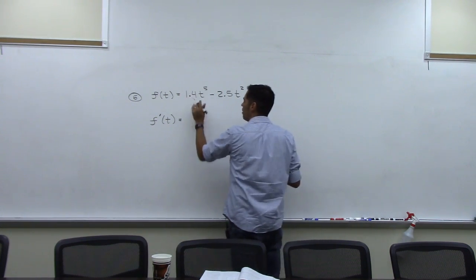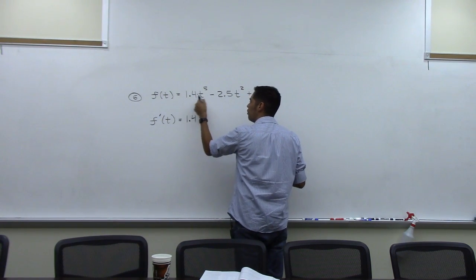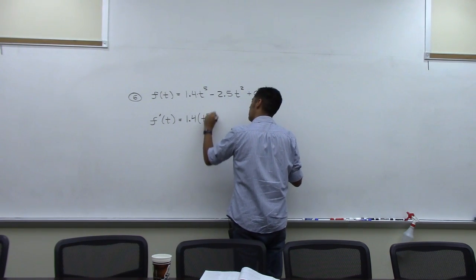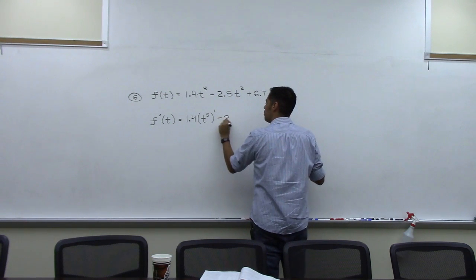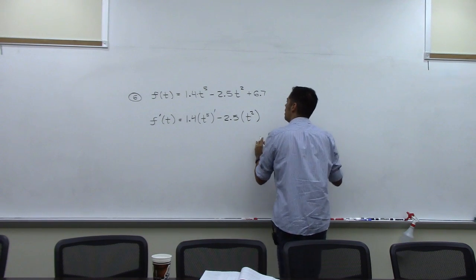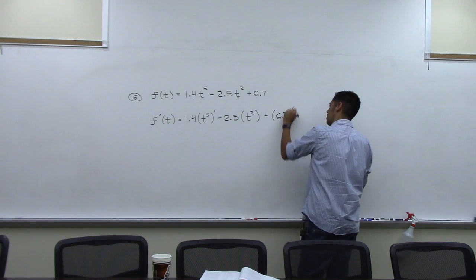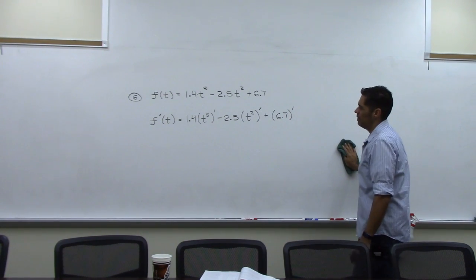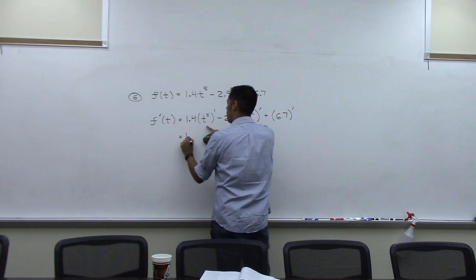The 1.4 comes along for the ride because it is a constant attached to a function through multiplication. I will need to take the derivative of t to the fifth. Minus 2.5 times t squared, so the minus 2.5 comes along for the ride. I'll need to take the derivative of t squared, and then plus the derivative of a constant, which I know is going to be 0. I forgot my prime.